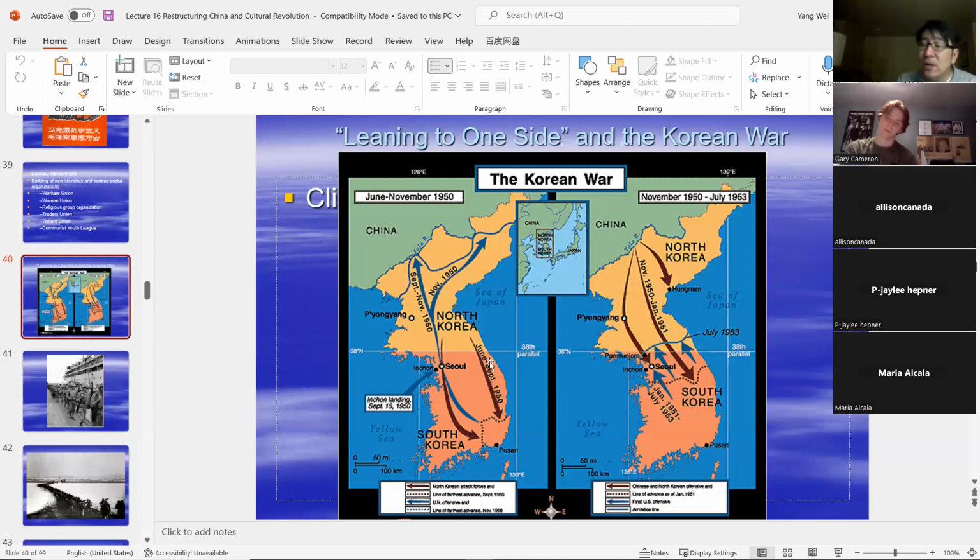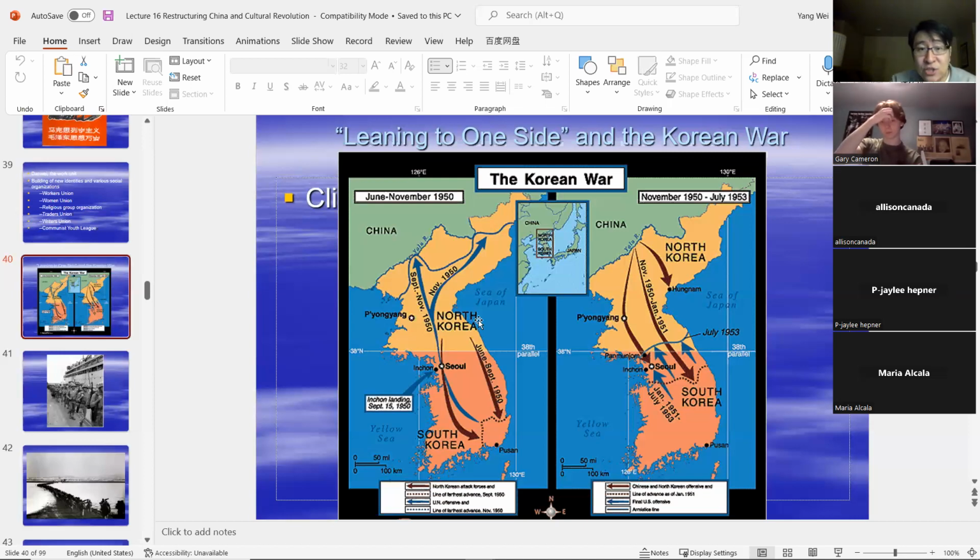At the same time, the United States also chose a Princeton graduate, someone trained and educated in the United States, to be the president of South Korea, the Republic of Korea. So there are two Korean governments after the war. And then in 1950, Kim Il-sung got support from both Stalin and Mao to launch a war to unify his own country. So in June 1950, the Korean War broke out.